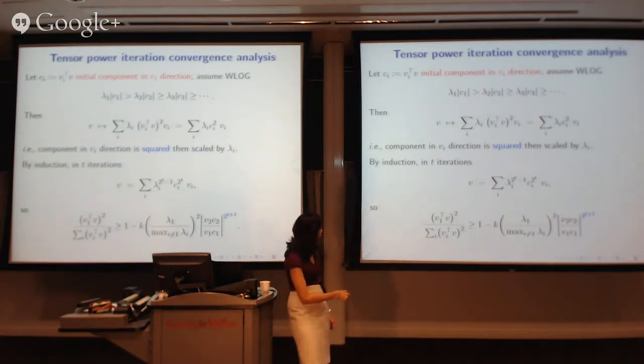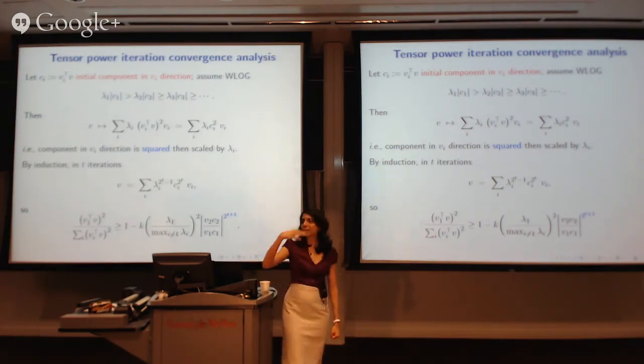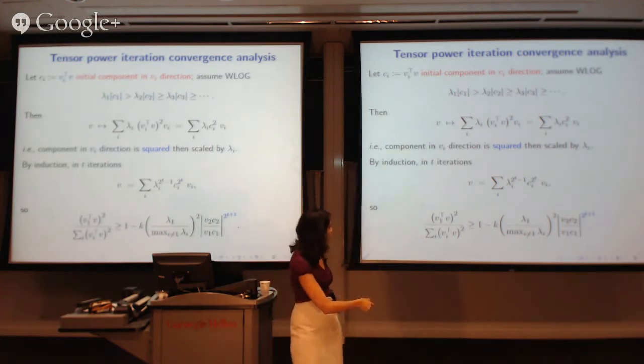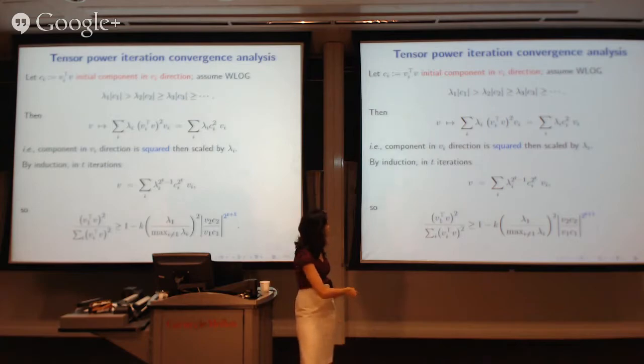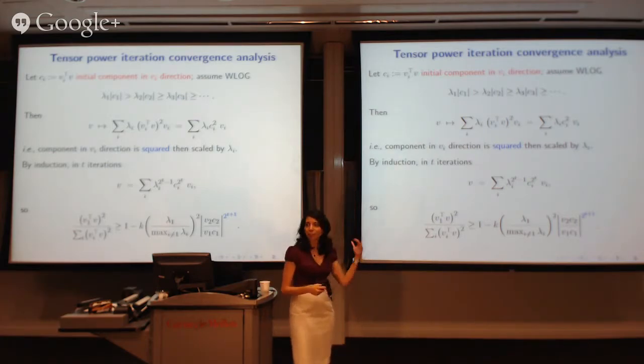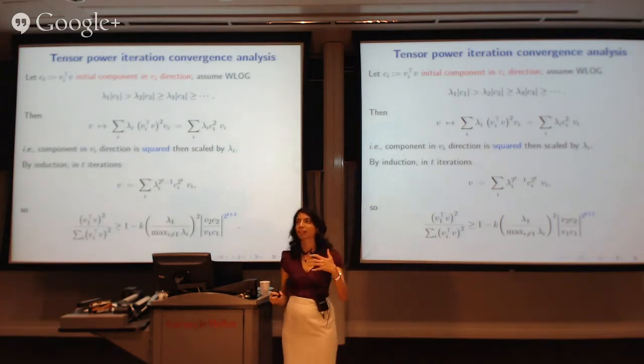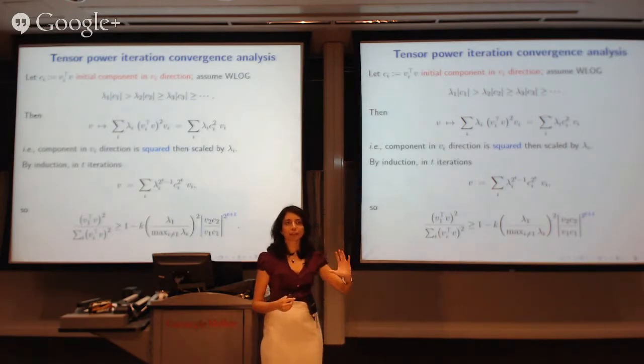So don't worry too much about the exact form, but think about this here. That's why this is quadratic rate of convergence, because in t iterations, this shrinks as 2 to the t. Right? So that's why we have kind of a much faster convergence than the matrix case. Right? In matrix, it was just linear.